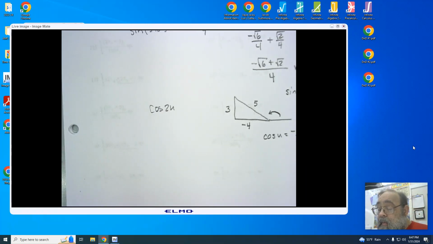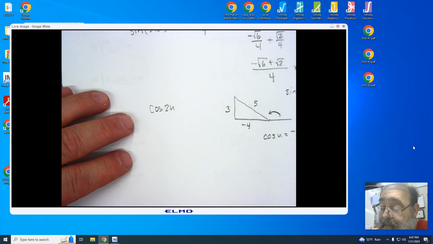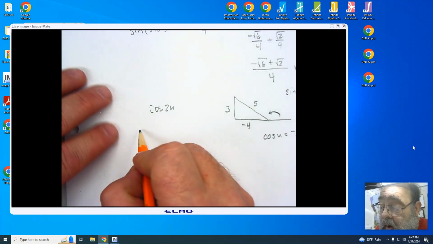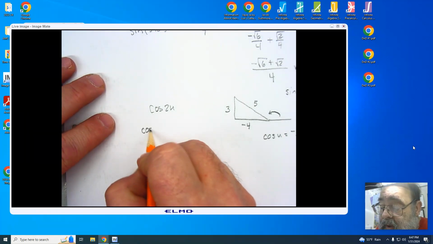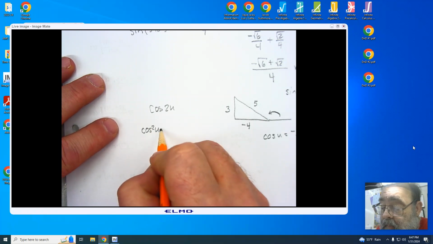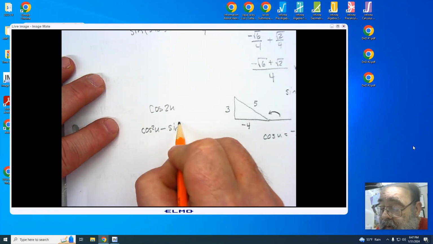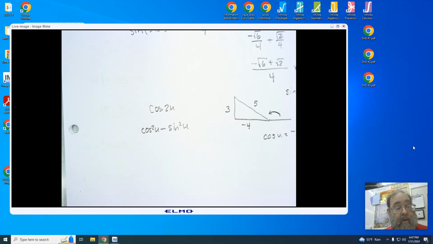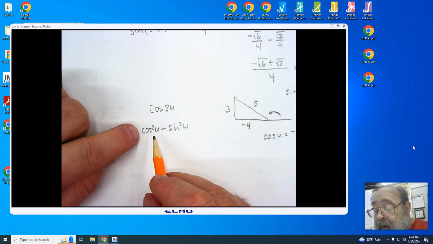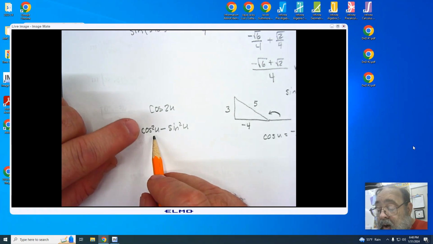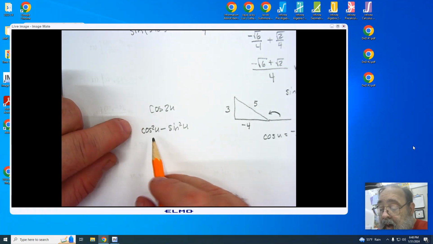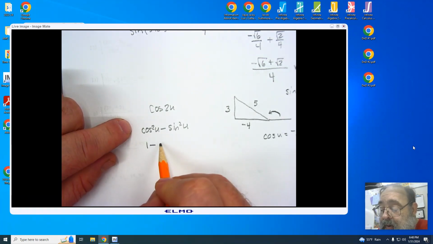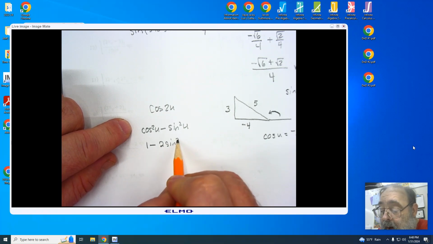Now, for the formula that we are going to use, we have several. After all, we know that we are looking at the cosine squared of u minus the sine squared of u, or we can use one of those other identities that we have already gone over. Keep in mind, all I would need to do is put my cosine identity here, and I would end up with 1 minus 2 sine squared of u.